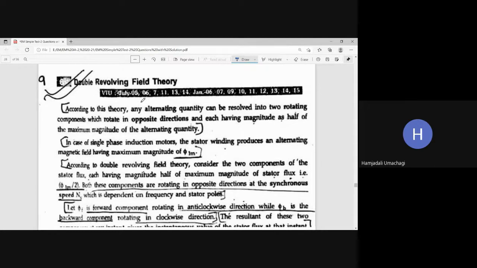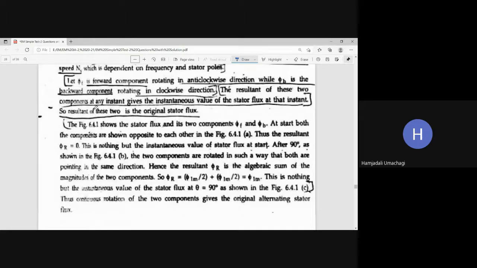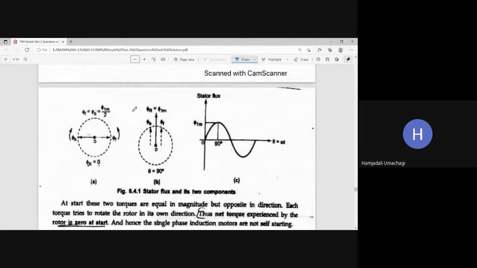For the description, first you can draw this diagram, which represents the flux at different positions, at theta equal to 0 degree and at theta equal to 90 degree, and how the flux varies with respect to time. This you can write in the beginning, and then you can explain these diagrams.